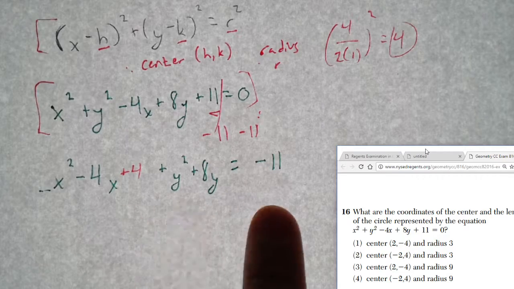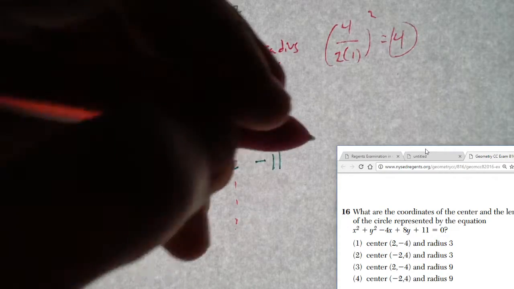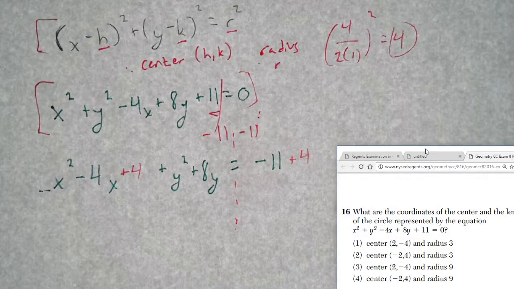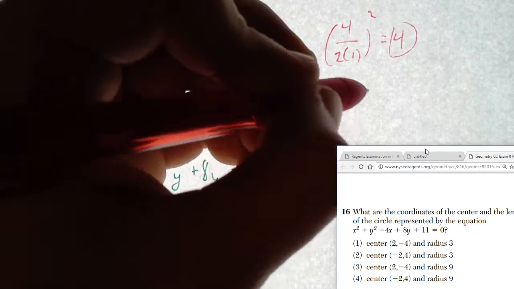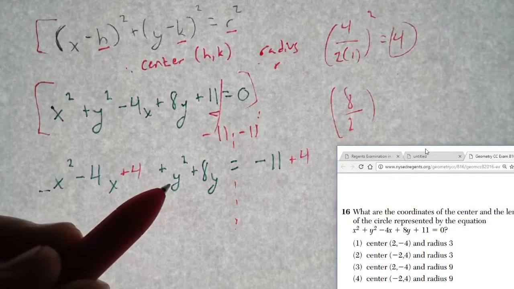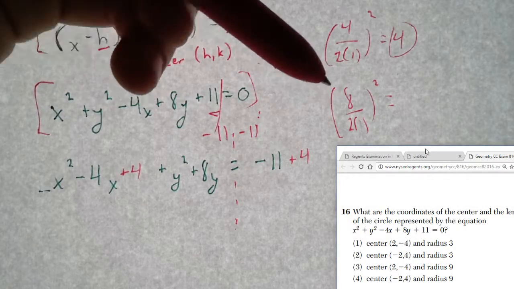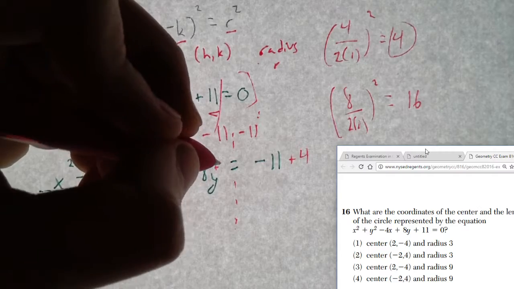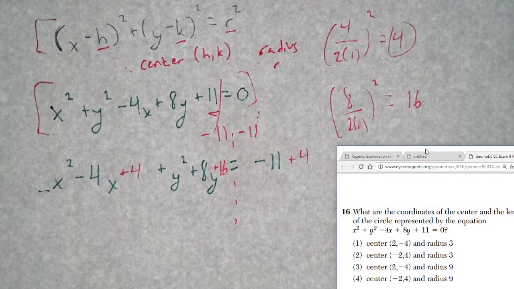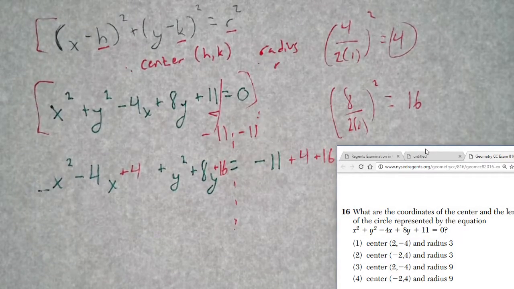Now it's still an equation. I have to follow algebra rules. If I do it to the left side, I have to do it to the right side. Plus 4, I need to do plus 4. Next, I'm going to complete the square here. So this will become 8 over 2 times this coefficient, which is just 1 again, squared. 8 over 2 times 1 is 4. 4 squared is 16. So now here I will add 16. If I add 16 on the left side, I better add 16 on the right side.